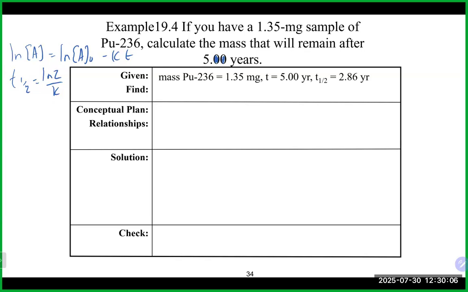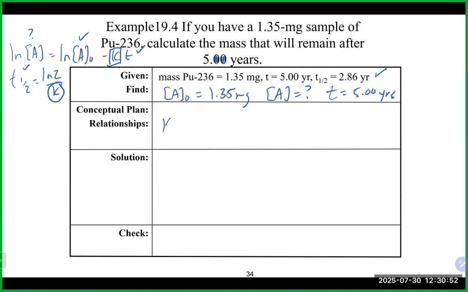So once again here, we're looking for a couple things. If you have a 1.35 milligram sample, that's our initial sample there. Calculate how much will remain. So we are looking for this guy after 5 years, which would be our time. So if we go to our equation there, we're looking for this guy. We have this one. We have our time. We are missing our rate constant or decay constant, but we are given the half-life. So as I mentioned before, very common to use the half-life equation here to get to our decay constant. So that's what I'm going to do first.